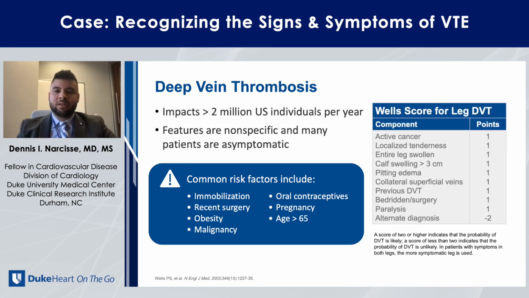And we use scoring systems such as the Wells score to give ourselves pretest probability of the likelihood that the patient has DVT. The factors that go into this include the risk factors such as active cancer or recent travel, and some of the symptoms that are listed here. And also if there's an alternative diagnosis really is important.